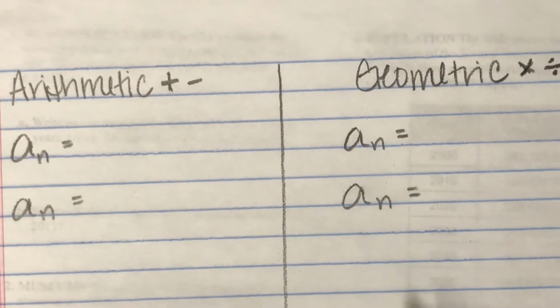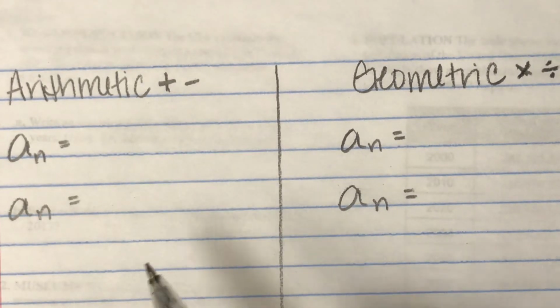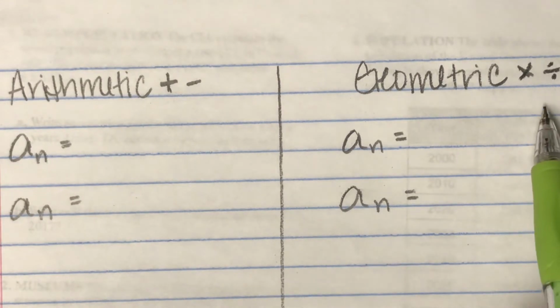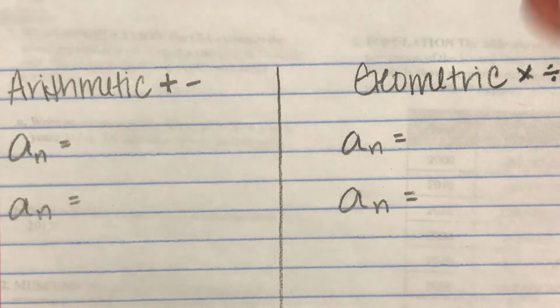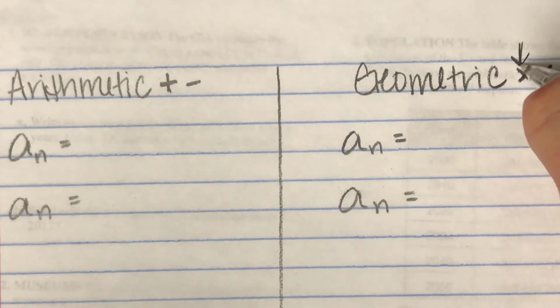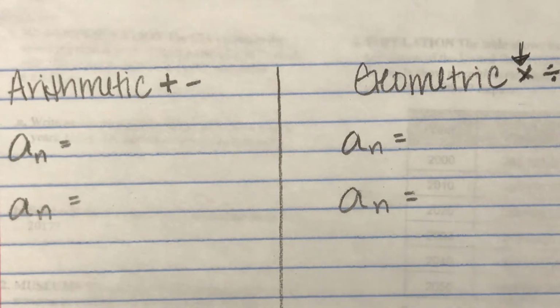Just remember that arithmetic is always involving addition and subtraction. So as you read the problem, you notice that you're consistently adding or subtracting something. Geometric is consistently multiplying or dividing by the same amount. And on geometric, you're going to figure out how to write it as a multiplication problem, okay? The division isn't terrible, but you very rarely see formulas that way.